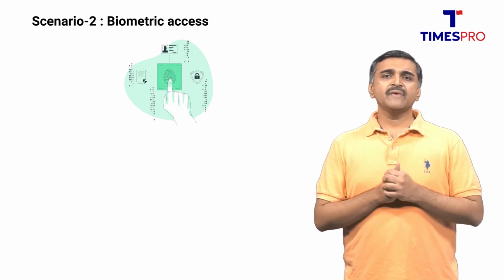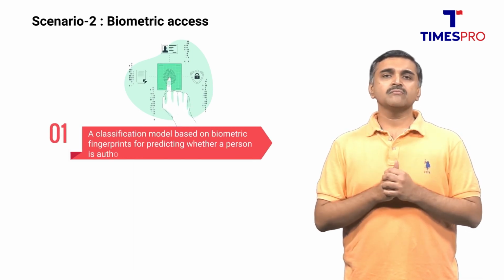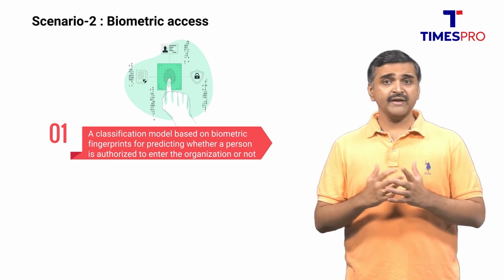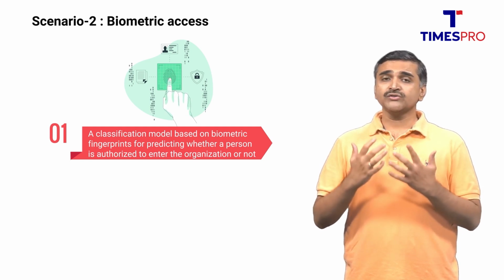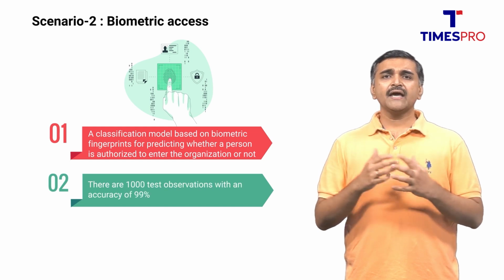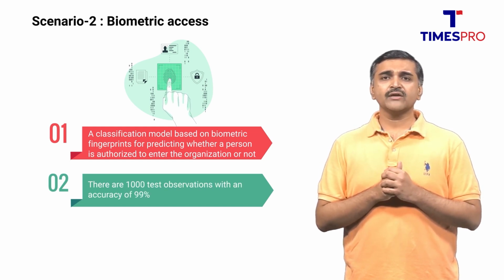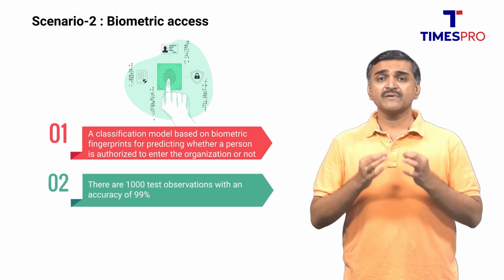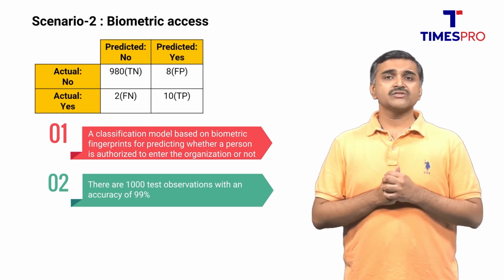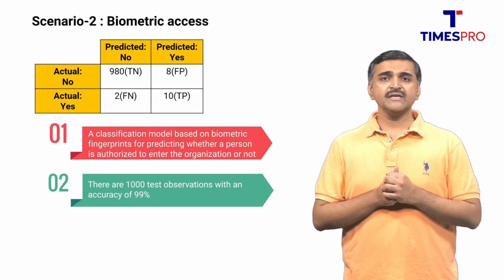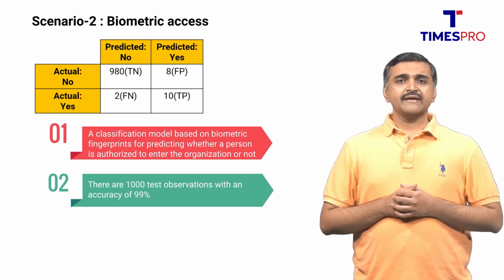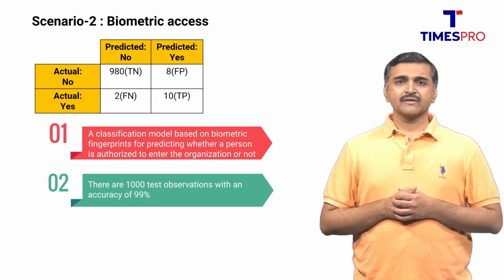We have a confusion matrix for a classification model based on biometric fingerprints for predicting whether a person is authorized to enter the organization or not. There are 1,000 test observations with an accuracy of 99%. Can we conclude this as the best model which results in such high accuracy? The answer is no, we cannot. Let's understand this in more detail.